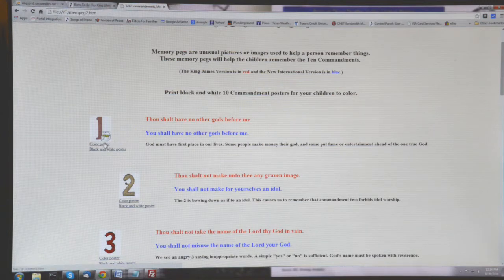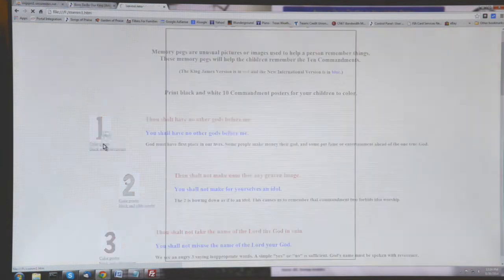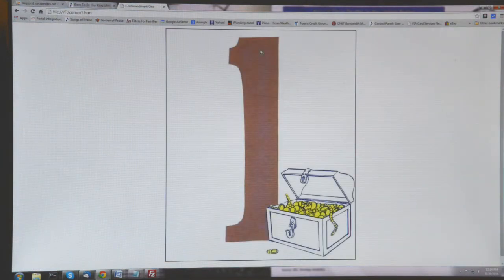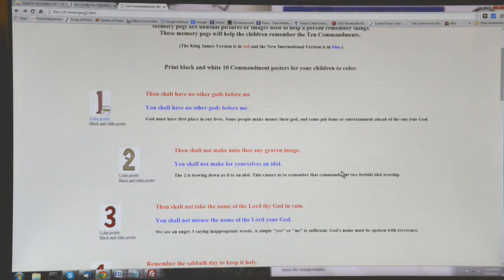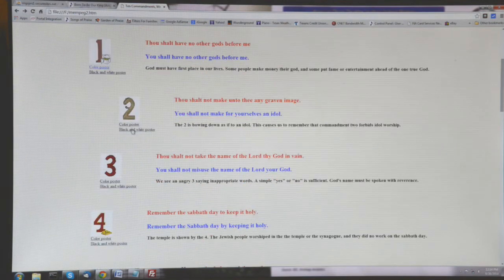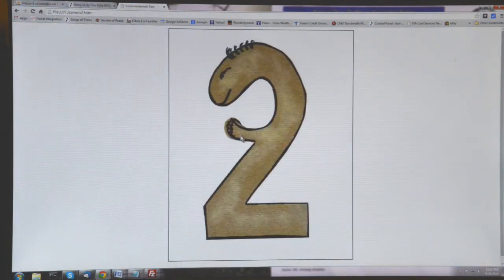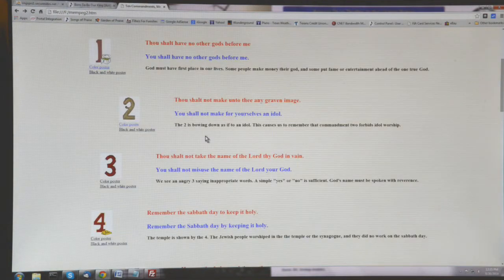And they have a color poster, such as in the first one here, "Thou shalt have no other gods before me." And you have the color poster that you can print that shows the big number 1, and here's a chest full of gold. And that would, if someone loved gold more than they love God, they would not be putting God first. So we go through the different ones. Let's just take a look at the number 2 picture. We have a 2 as if it were bowing down to an idol. And the commandment 2 says that we're not to do that.